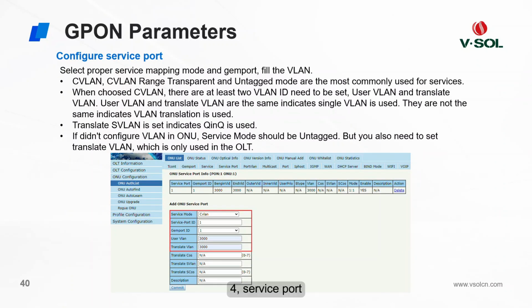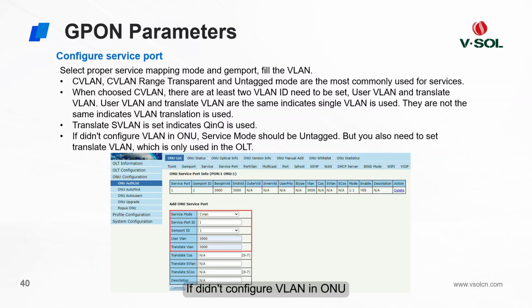4. Service port. Select the proper service mapping mode and Gemport, and fill in the VLAN. CVLAN, transparent range, and untagged mode are the most commonly used for services. When choosing CVLAN, at least 2 VLAN IDs need to be set, user VLAN and translate VLAN. If user VLAN and translate VLAN are the same, a single VLAN is used. If they are not the same, VLAN translation is used. If translate S VLAN is set, QinQ is used.